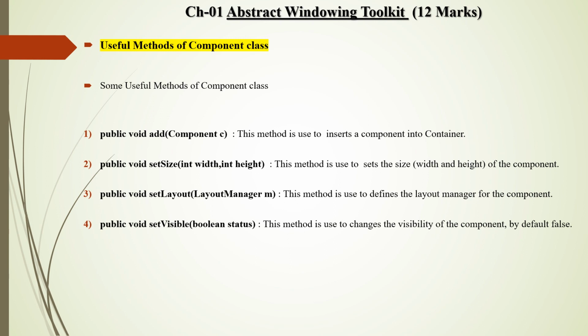The next method is public void setVisible. This method has one parameter, boolean status. This method is used to change the visibility of the component. By default it is false. So to set the visibility of any component, this method is used.